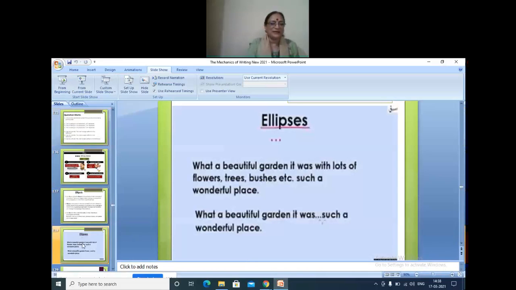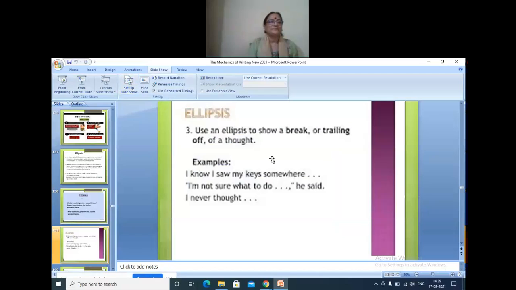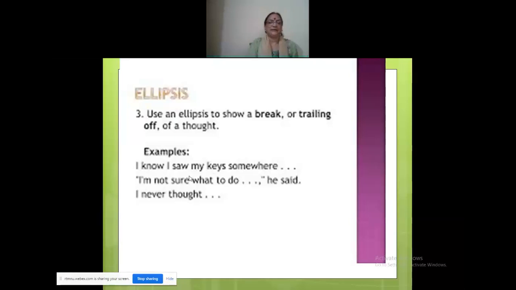One more function of ellipsis is there, which is very important. This is more in informal writing. As informal writing also you will be using it. Be careful when you are using this. I know I saw my key somewhere... don't know where. I'm not sure what to do... Should I join this university or should I go look for more opportunities... He said, I never thought things could take such a turn... So again, we don't know, but unfinished thought.